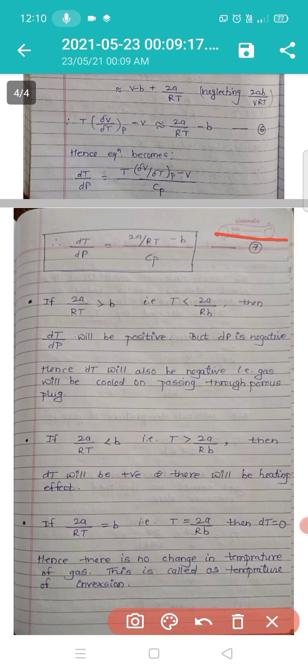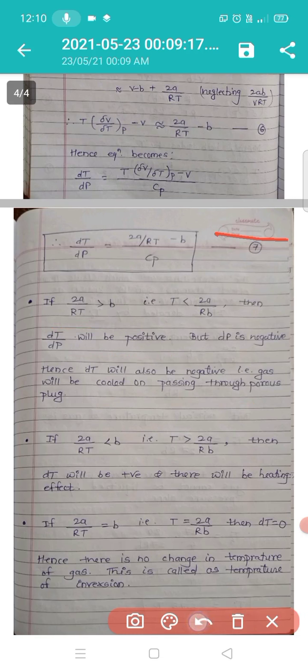Important for your exam. If 2a by RT is equal to b, that is T is equal to 2a by Rb, then dT is 0. Hence there is no effect in temperature of gas. This is called the temperature of inversion. Okay, these are the three conditions where the value 2a by RT is greater than b, then dT/dP will be positive and there will be a cooling effect.